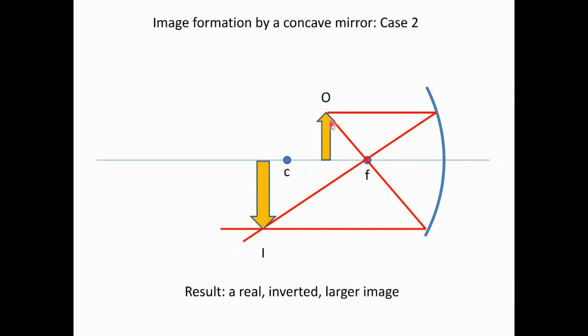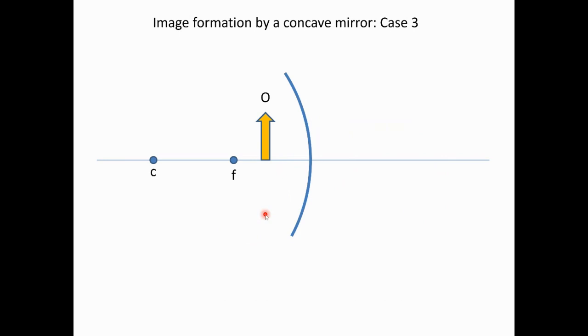So when the object is right on the center, then you have an image that's the same size. And as the object gets closer to the mirror, the image gets bigger. So that's case 2. And case 3 is going to be when the object is between the focal point and the mirror. This is a tricky one, so I want to go over this one. But the argument follows the same way.